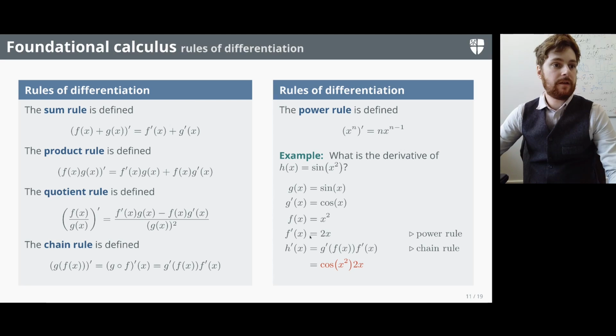So the power rule is basically where you take the power and you bring it down here. So you go from x squared to 2x. And now we've got these two derivatives here, the derivative of g of x and the derivative of f of x. We can substitute those into the definition of the chain rule. And this gives us cosine of x squared times 2x.